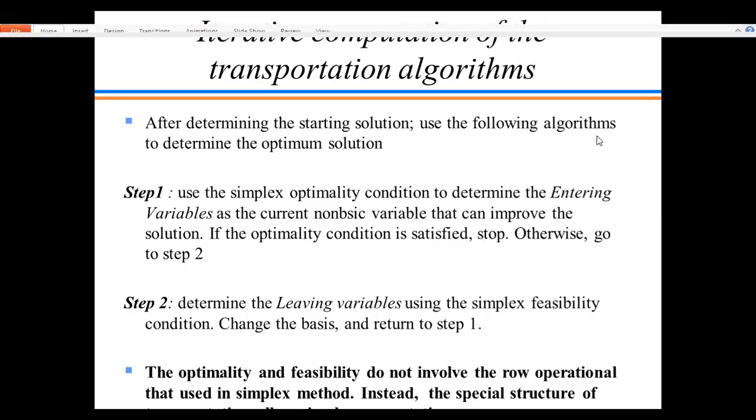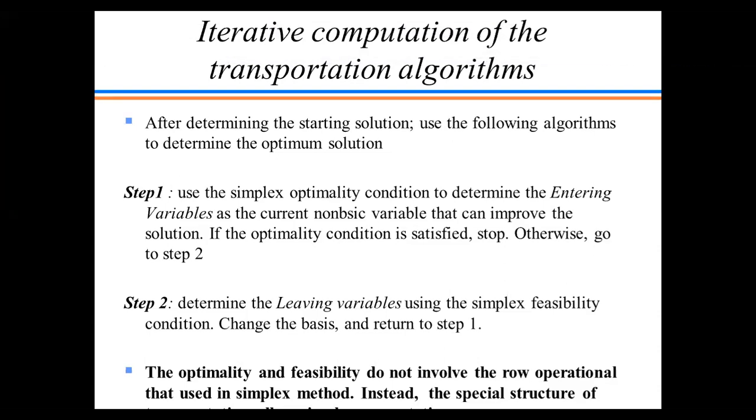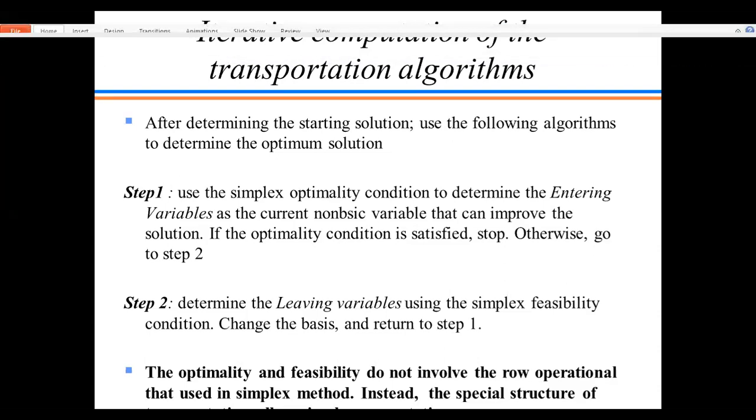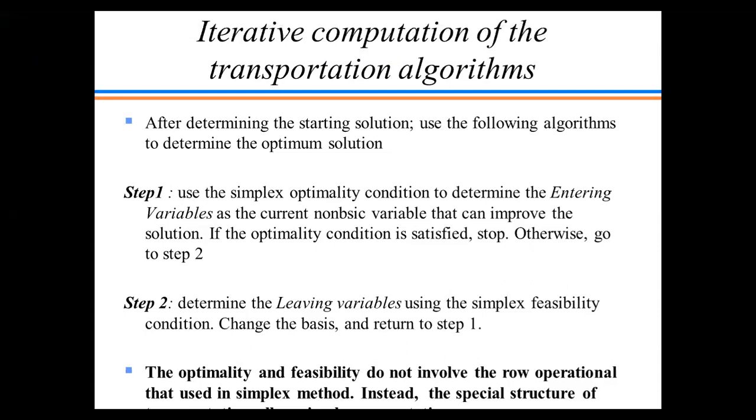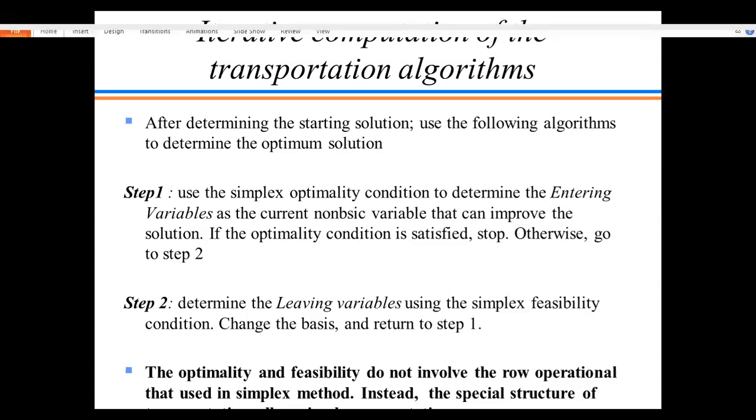Okay, this is the second video on the transportation model. In the first video, you have learned two steps to solve the transportation problem. The first is to determine the initial solution or the feasible solution, where you have three methods to use to determine the starting solution. The first is northwest corner.